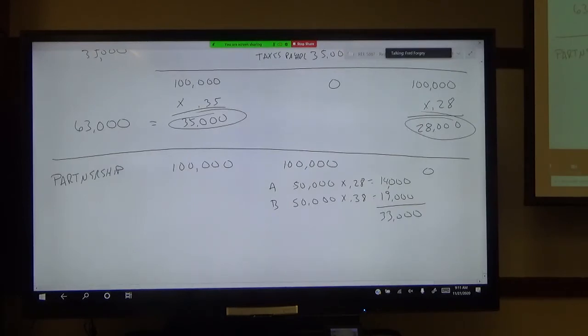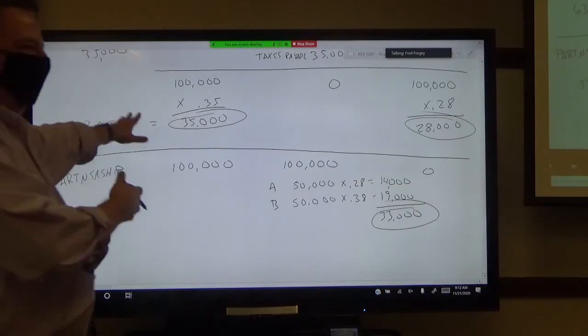Okay, so here your total tax liability for the entity, the partnership, overall, for all the income would be, let's say, $33,000. Okay, so right there, obviously, winner, chicken dinner.